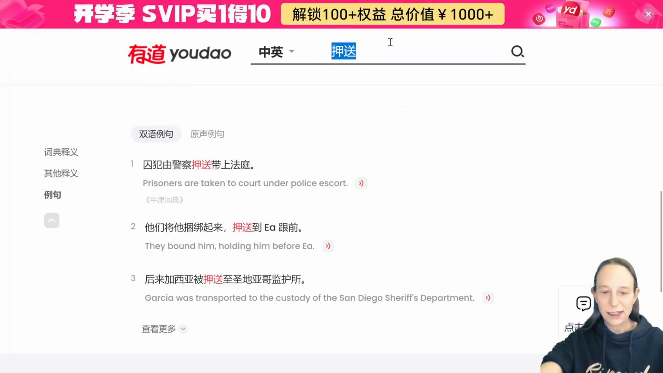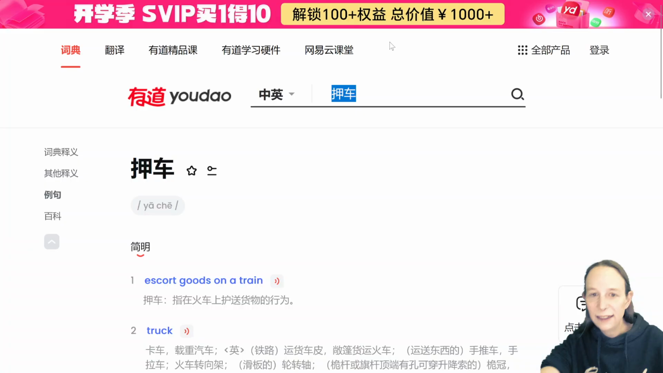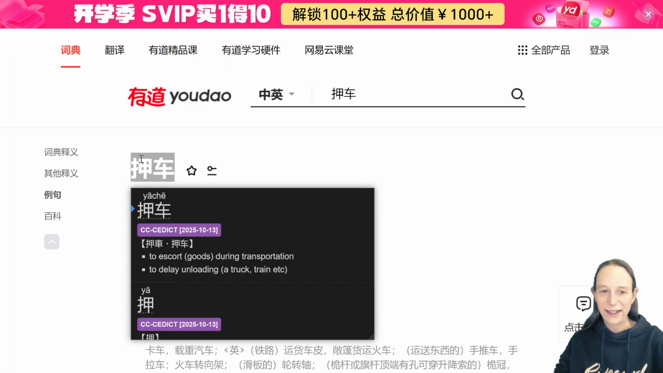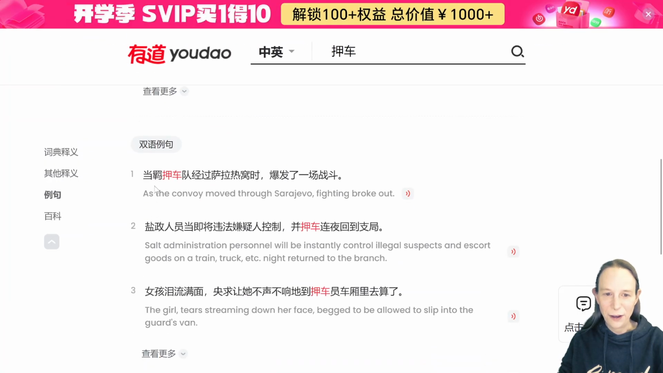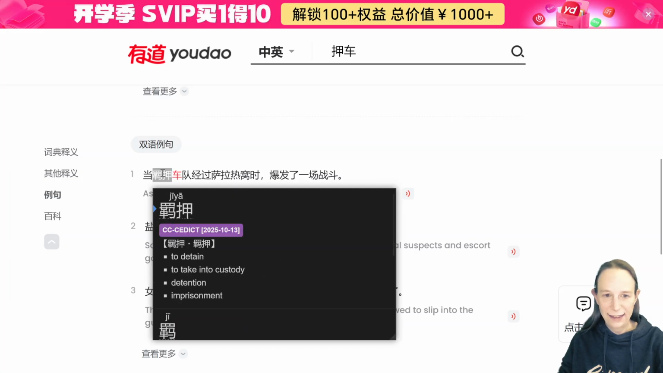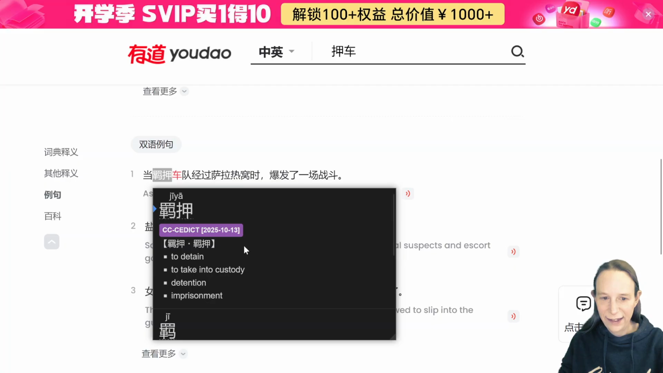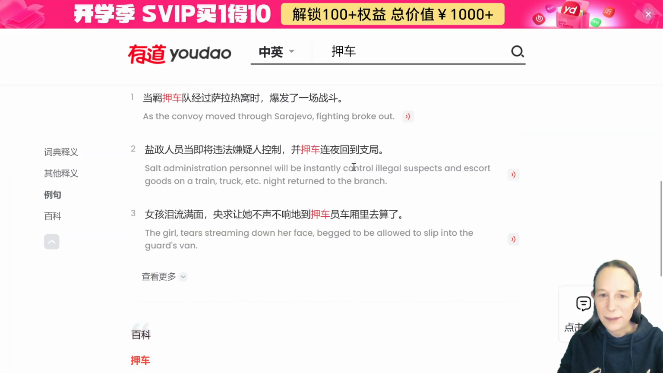And 押车. Oh, okay. So, oh, this is not a car. It's a verb? What? Caught during transportation. This is a verb? How can it be a verb? 当大押车的. Hold on, that's a word. Oh, 羁押. Oh, 羁押车. Convoy. But convoy. Yeah, all right, let's move on.